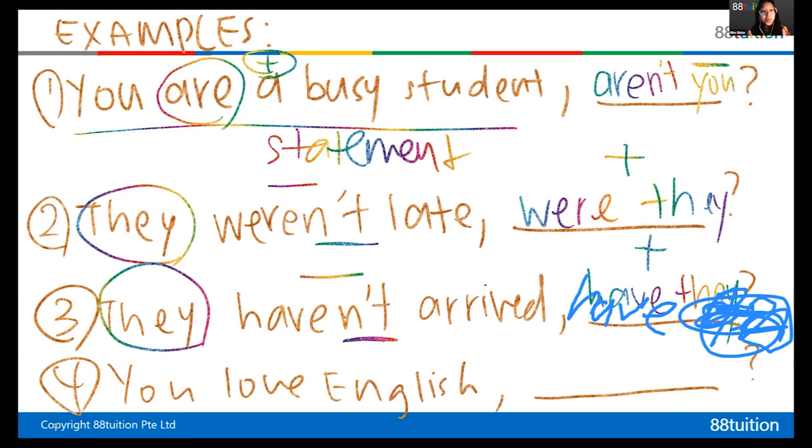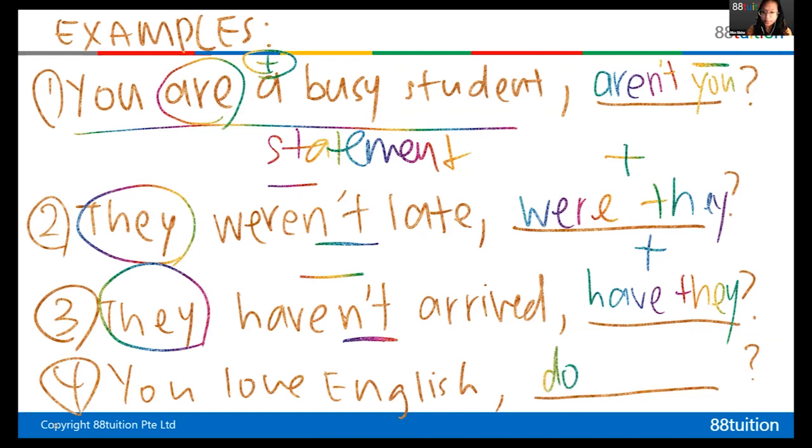Now, last one. This one is tricky because you see there's no auxiliary verb. There's only a main verb here. When there's no auxiliary verb, the most common one that you use is, if you ask them, do you love English? So you will say, don't you? So the answer will be don't you. That's the answer. This is a special case. Number 4 is a special case because there's no auxiliary verb. But you must remember, you're asking a question. Do you love English? So you'll say, don't you?